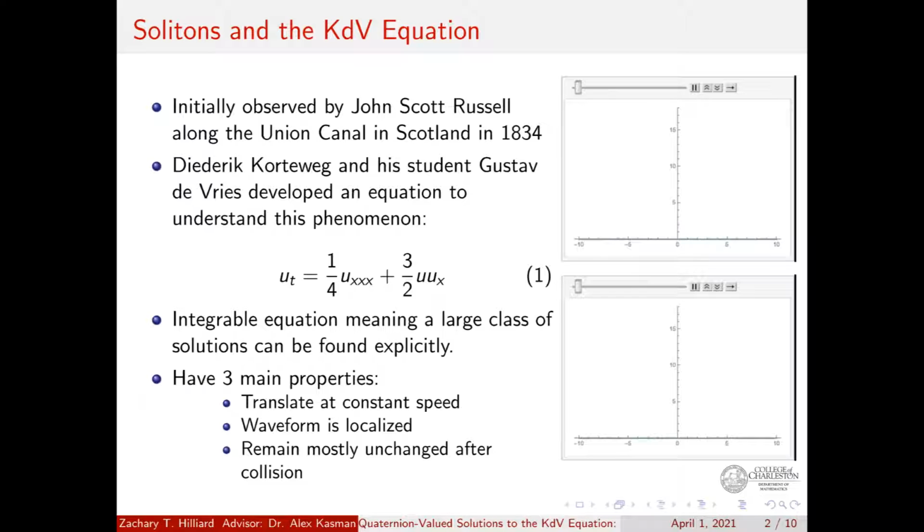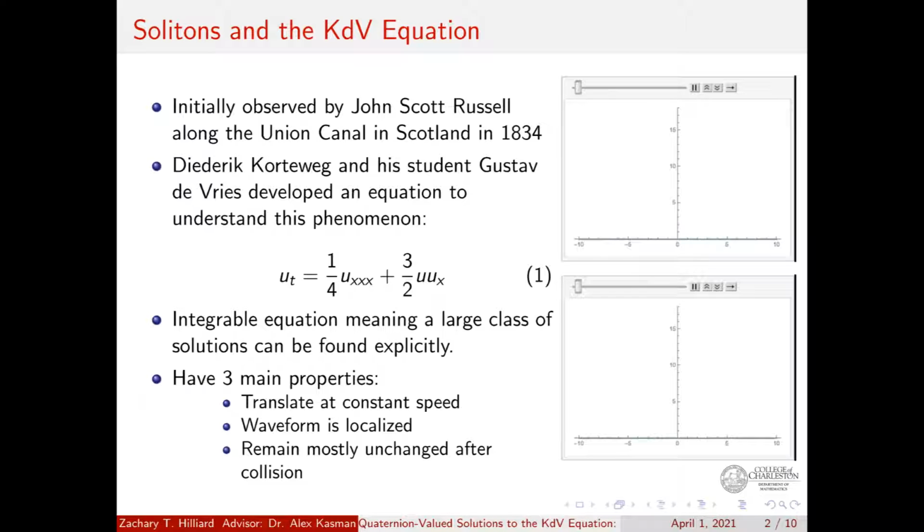Now, solitons in general, there are more equations that can admit soliton solutions, but in general, there are three main properties that these solutions tend to have. So the first one is that they translate at a constant speed and the waveform is localized. So in this top animation, you can see a soliton. It's translating from right to left along the x-axis. And this is actually a KdV soliton. So you can see that it's translating at a constant speed and that the waveform remains constant. It doesn't really change that much.